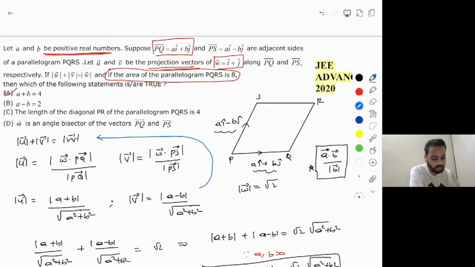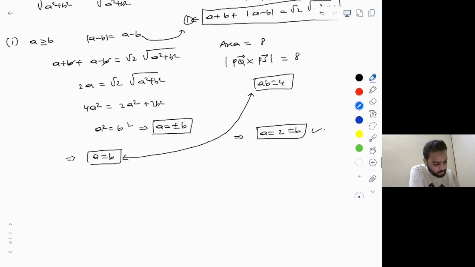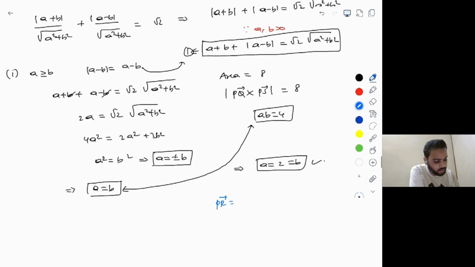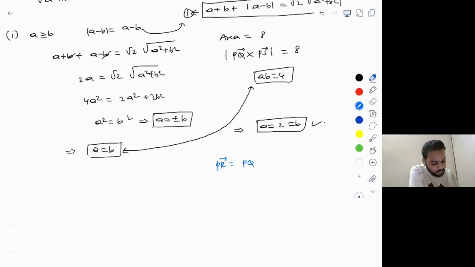Now let's go through this option C. They're asking us to find out the length of the diagonal PR of this parallelogram. Okay, but I think this is very easy. Almost everyone can do it here because this PR is the diagonal. But since it is a parallelogram, what do we know about this parallelogram? By using the parallelogram law of vectors, PR bar, the diagonal here in this case, should be equal to PQ bar plus PS bar.